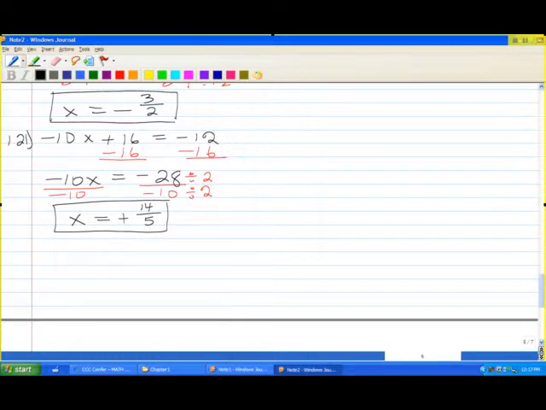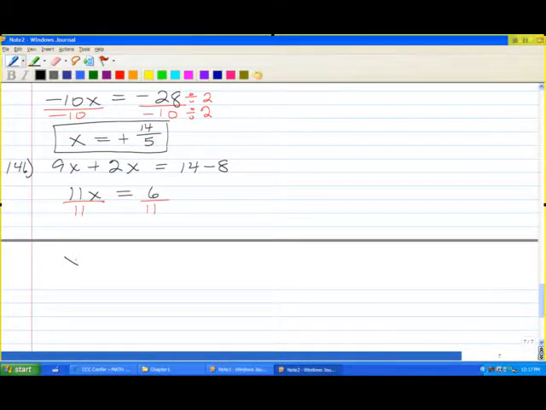Let's do problem number 146. 9x plus 2x equals 14 minus 8. 9x plus 2x is 11x. 14 minus 8 is 6. Divide both sides of my equation by 11 to solve for x. So x is equal to 6 over 11. And that is your answer.